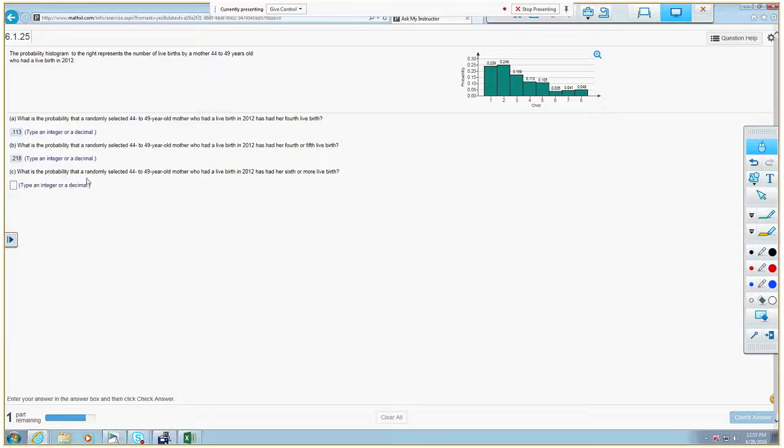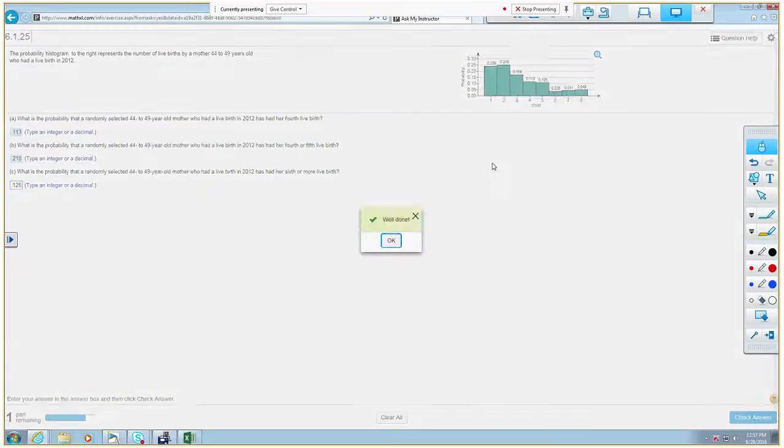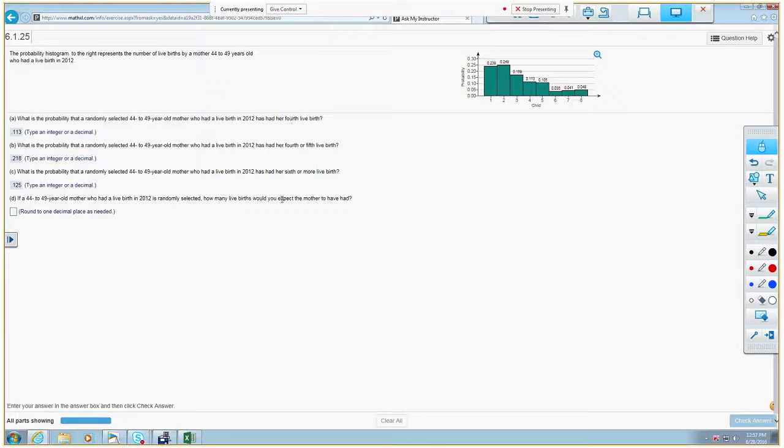What is the probability that a randomly selected mother had 6 or more? 6 or more. What are you going to do with all three of those? Add them. And 0.125, somebody check me. Well done.